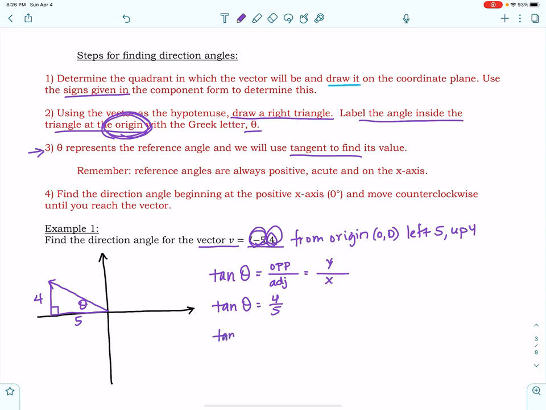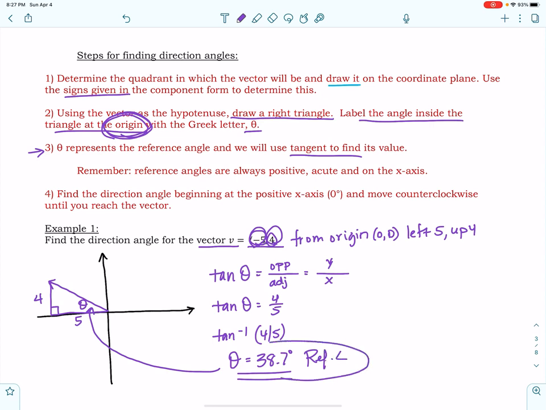So then in my calculator, or in Desmos, I've got to find tangent inverse of 4 divided by 5. So what I get for theta when I do that, I get 38.7 degrees. So that's what this angle is right here. We're not done. That is just the reference angle. Okay, so this is the reference angle. And remember, I've drawn you some notes here. Remember, reference angles, we've talked about these already. They're always positive, they're always acute, they're always on the x-axis. So this is a reference angle.